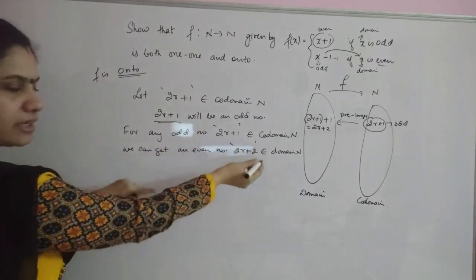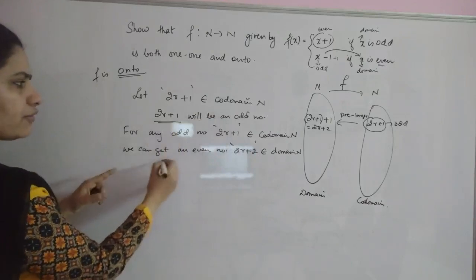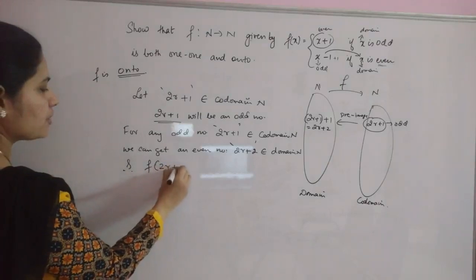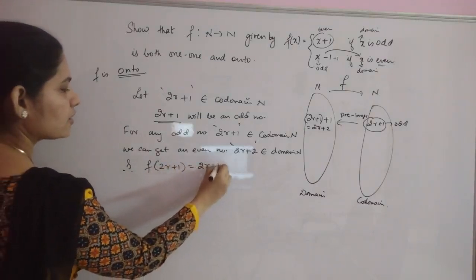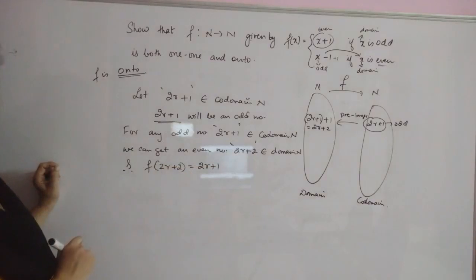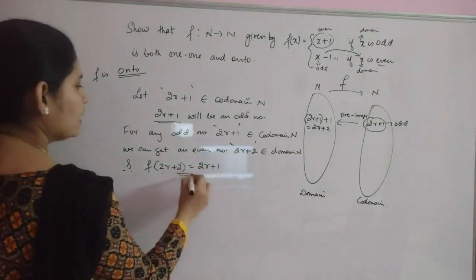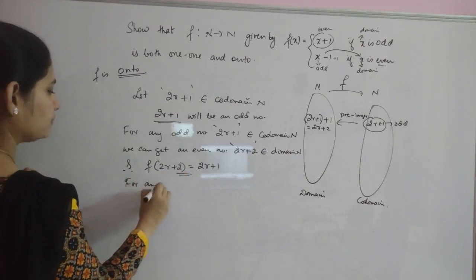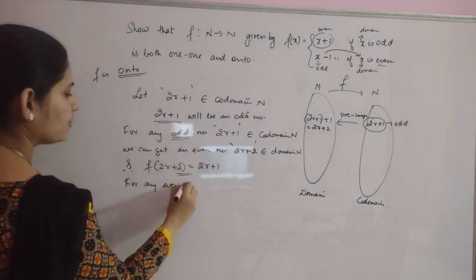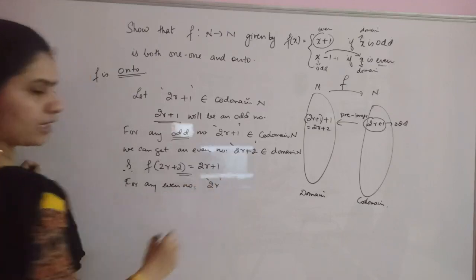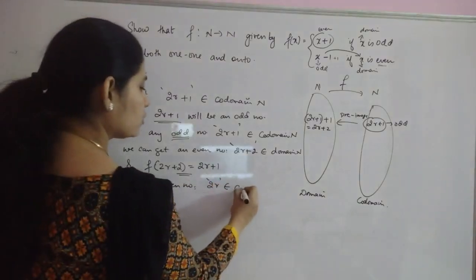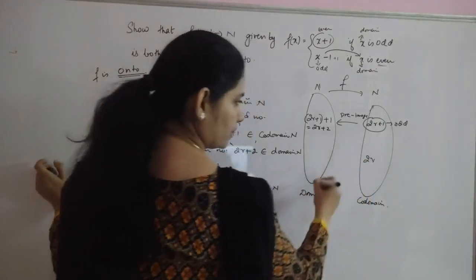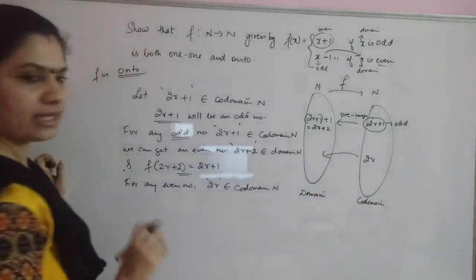We can get an even number in the domain, such that f of 2r plus 2 will give you 2r plus 1. Okay. Now the second thing: this was for any odd number, now for any even number, which will be of the form 2r, right? For any even number 2r in the codomain N, what will you have in the domain as the form?